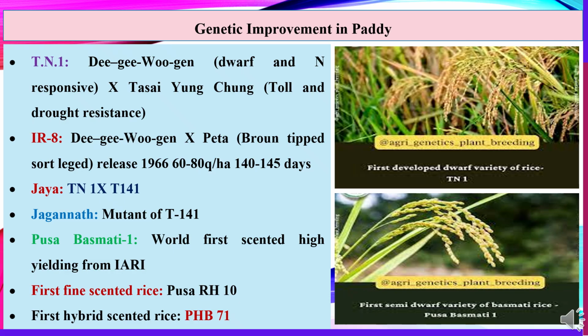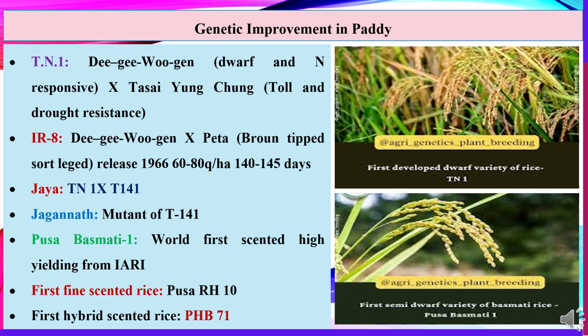Genetic improvement in paddy. T.N.1. Cross, Dee-geo-woo-gen, dwarf, nitrogen responsive, times Tsai Yuan Chung, tall, drought resistant. IR8. Cross, Dee-geo-woo-gen times Peta, brown tipped short legend. Released, 1966. Yield, 60 to 80 Q/Ha. Duration, 140 to 145 days.